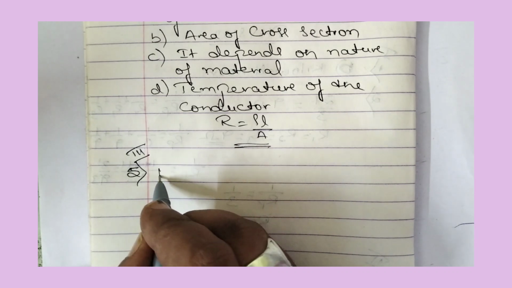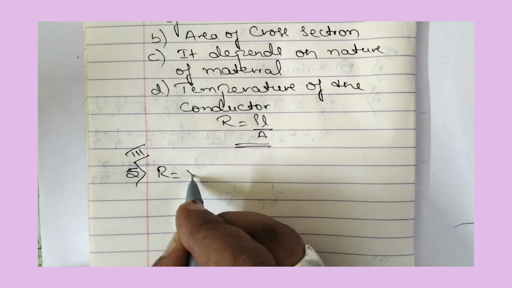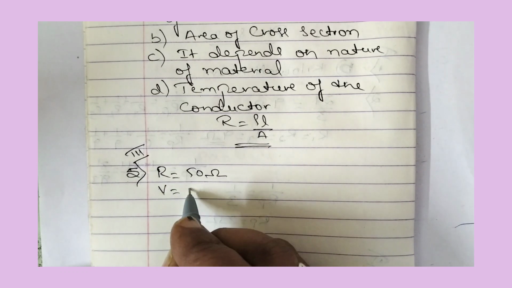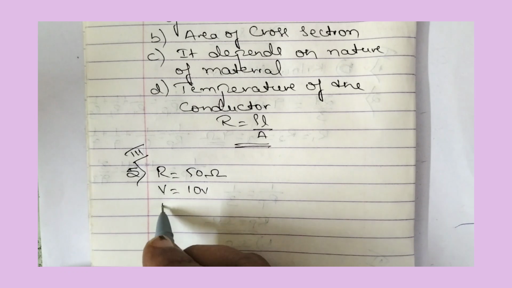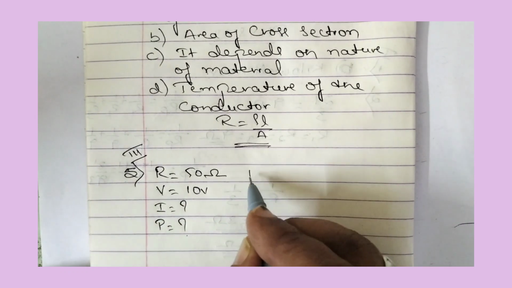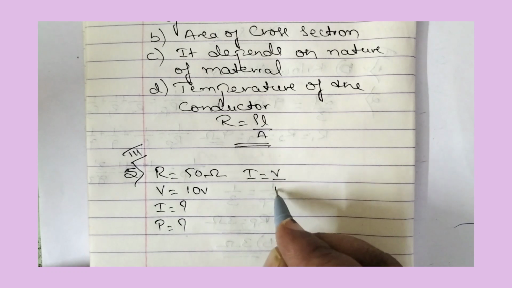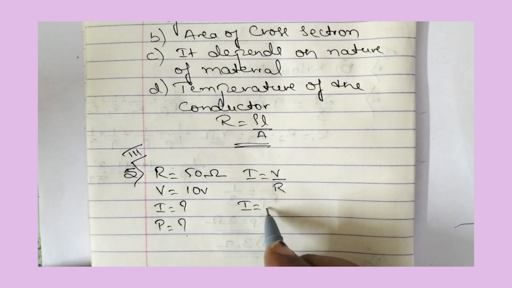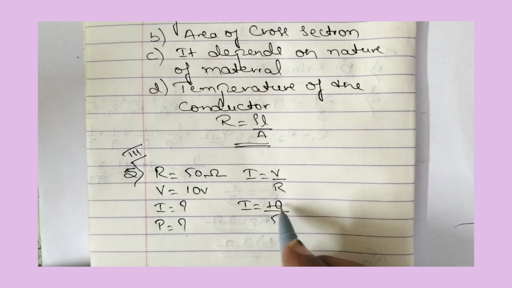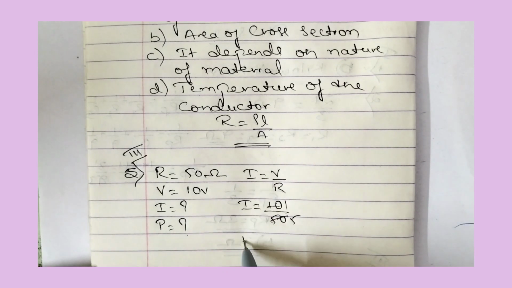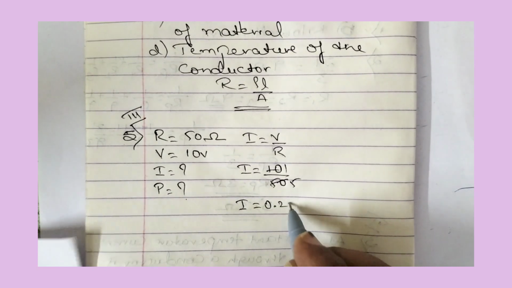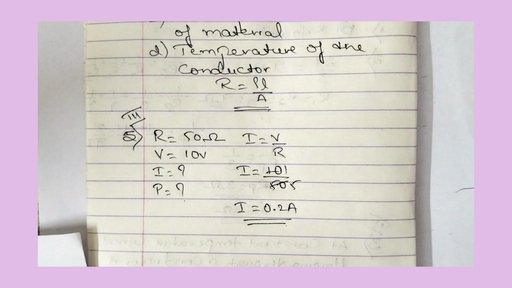So in the data they have given resistance is equal to 50 ohm. Then voltage is given as 10 volts. So now we have to calculate I as well as P, current and power. So I is equal to V by R according to Ohm's law. So I is equal to V, that is 10, R, it will be 50. 10 ones are 10, 5s are 50. So I is equal to 1 by 5, you will get 0.2 ampere. So this is the current.